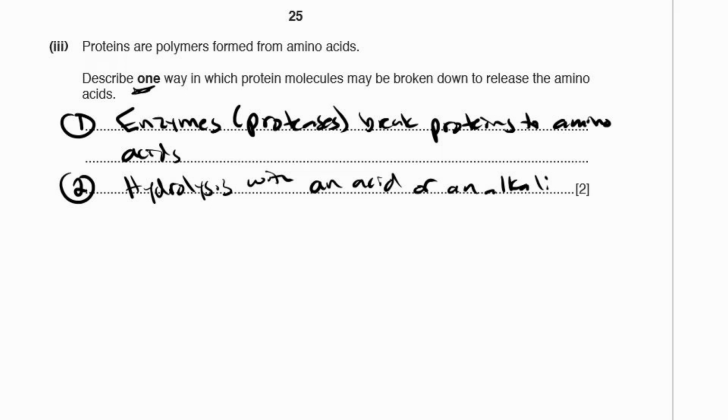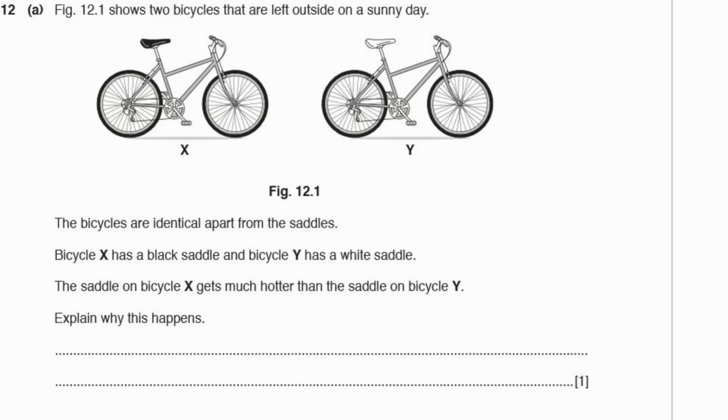All right, good. 12. Figure 12.1 shows 2 bicycles that are left outside on a sunny day. The bicycles are identical apart from the saddles. Bicycle X has a black saddle and bicycle Y has a white saddle. The saddle on bicycle X gets much hotter than the saddle on bicycle Y. Explain why this happens. Nice straightforward question. This happens, of course, because black is a good absorber of infrared radiation.